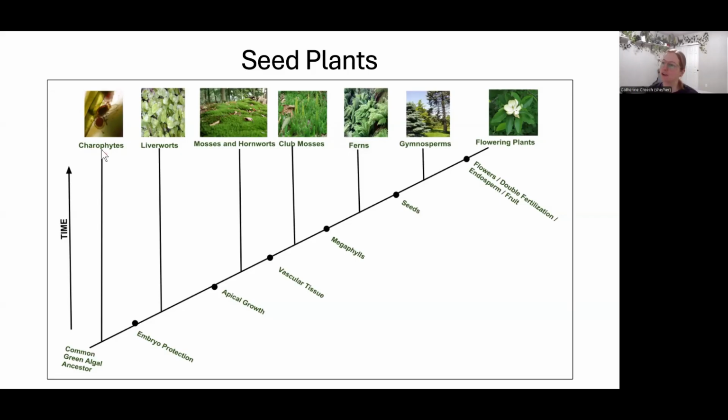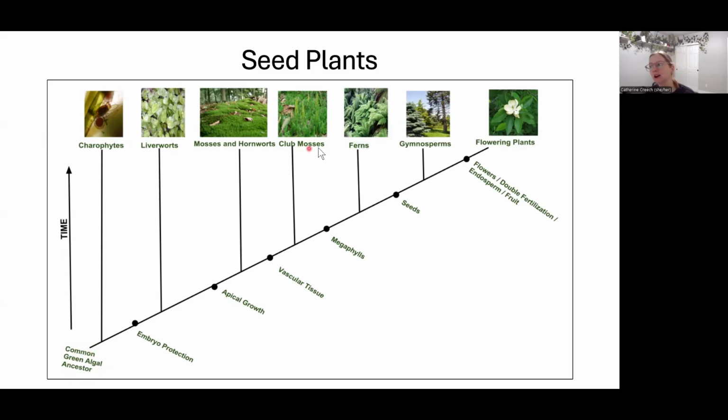We have the charophytes, which are the most ancestral of the plants. And if we look down their branch to the node, we see that they are the outgroup. They're the least related to everybody else in this tree. And down here at the base of the root, we would have the common green algae ancestor that gave rise to all of these plants. We're remembering that time goes up as we look through our grouping of plants.